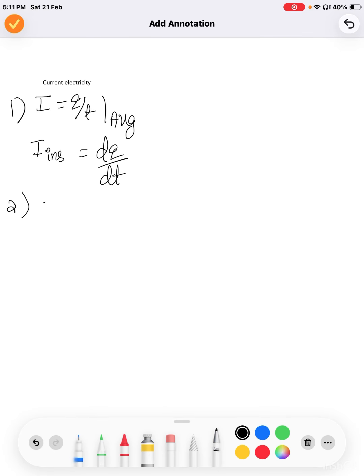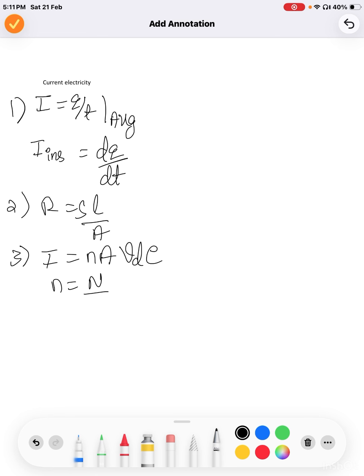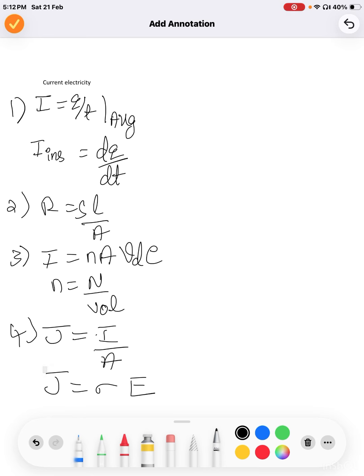Okay, so next formula ಬಂದು resistance. So resistance formula ನಮಗೆ ಗೊತ್ತು, resistance is equal to rho L by A. And current formula in terms of drift velocity, I = nAeVd. What is n here? n is the number density, total number of electrons by volume of the conductor. And the next formula, current density, J equal to I by A. Or we have one more formula, current density equal to sigma into E. Sigma is the conductivity and E is the electric field.